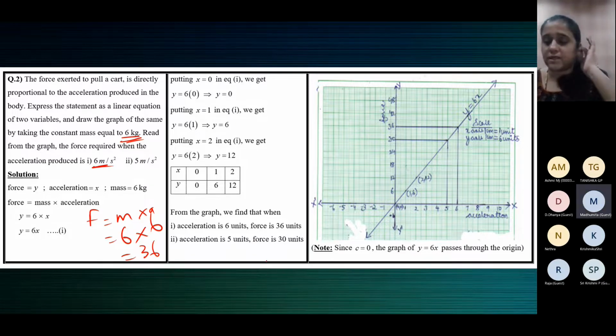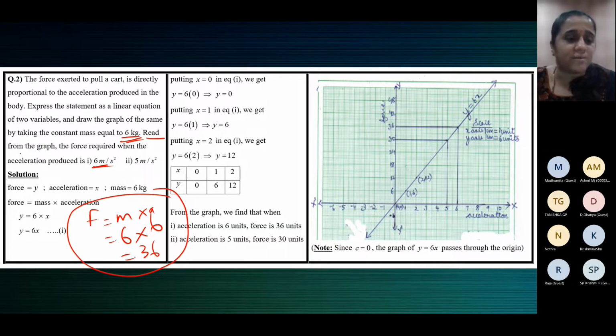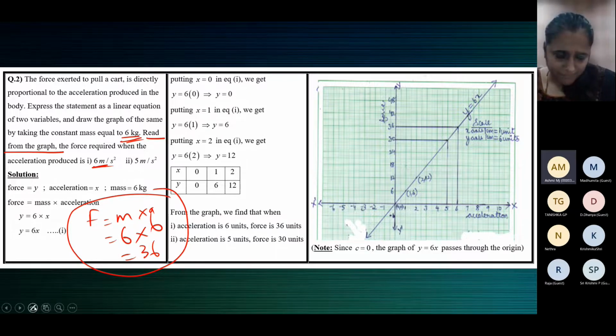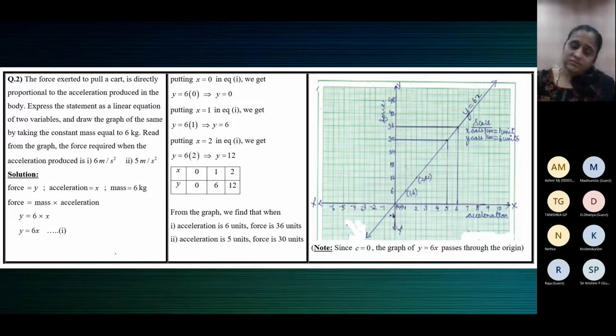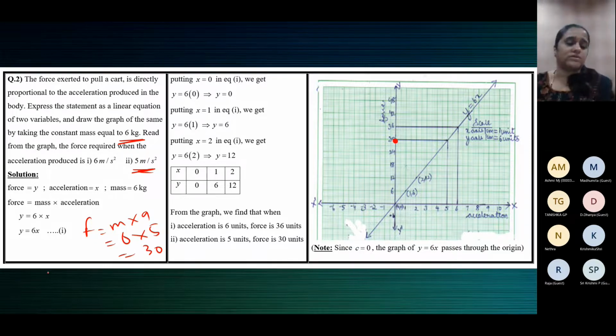Ma'am, I've shared my graph, ma'am. Yeah, 1 second. Yes, Srijana, you're right, but you're not supposed to work like this because they're asking you to find from the graph. See, read from the graph. You will get that answer. Correct answer. Similarly, force is equal to mass into acceleration. Mass is 6, it's given. In the second case, the acceleration is 5. So 6, 5 are 30. Exactly. That's what we get here also. You're right.